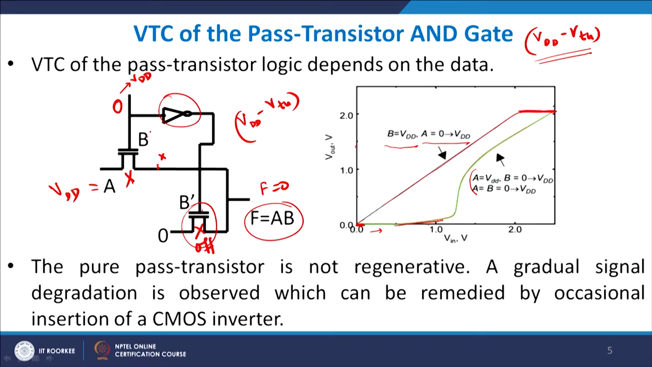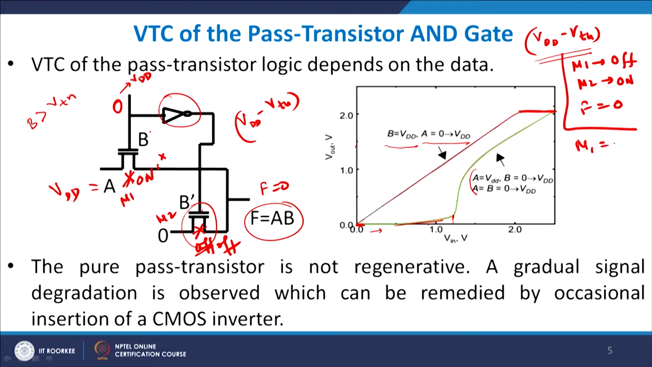It goes like this, just at the point where the threshold voltage of the device is there. When B goes above the threshold voltage of the device, this switches on and this switches off. Let me assume this to be M1 and this to be M2. Initially M1 was off and M2 was on and F was equal to 0. Now M1 is going to the on state, M2 is off, and F is equal to A dot B, and therefore you start following this curve in reality.